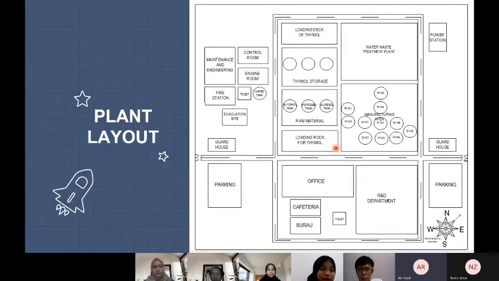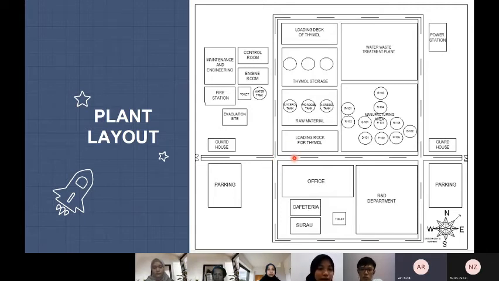Next is the plant layout. Raw materials such as glycerol, hydrogen and m-cresol are placed at the middle to reduce the loss potential from an explosion or fire that may spill flammable material. This area is also categorized as a restricted area.